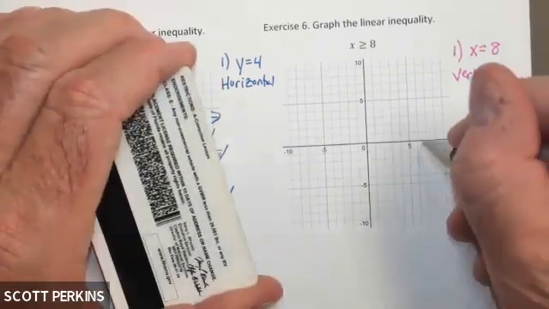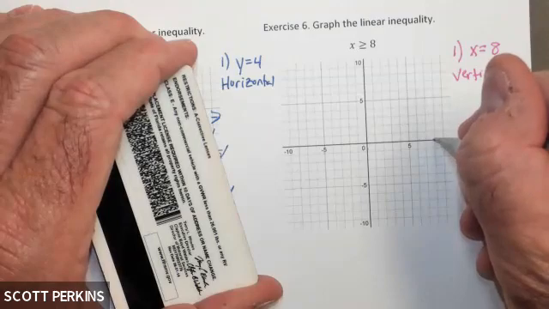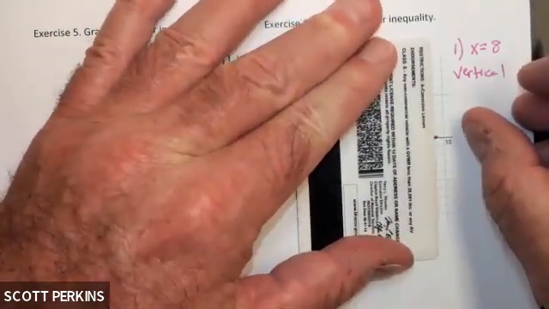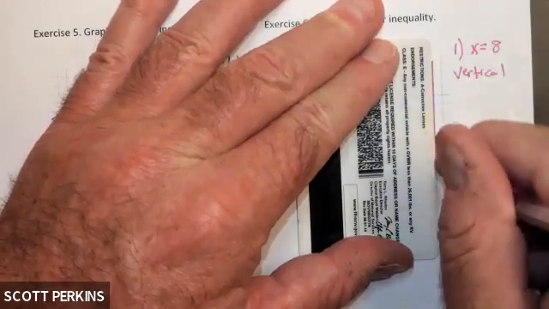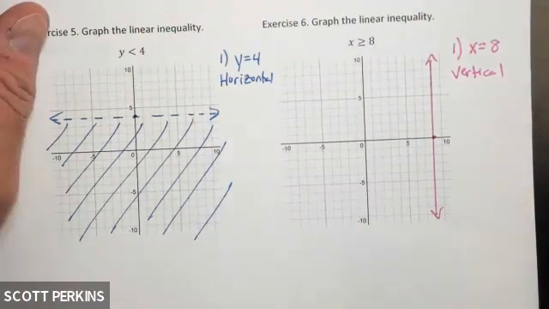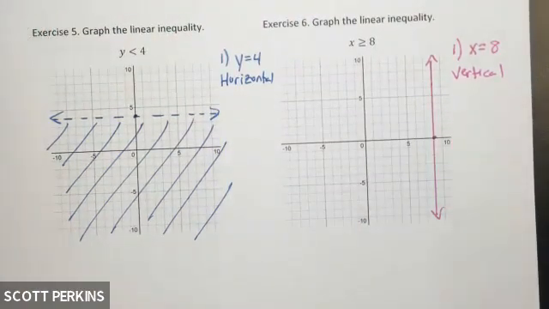So at the x value 8, so 6, 7, 8, here's the x value 8. I'm going to make a vertical line. I am pretty sure we would all say that that's going to be a solid vertical line because there's an equal. So my vertical line is part of the solution. And then again, vertical and horizontal, pretty straightforward as far as shading.